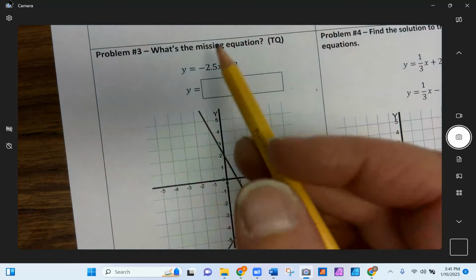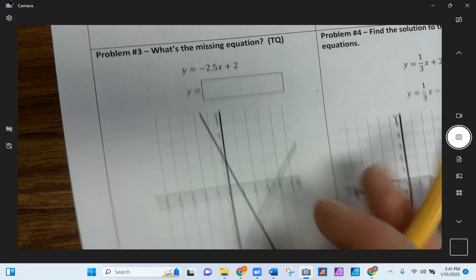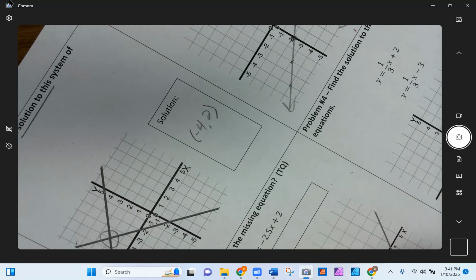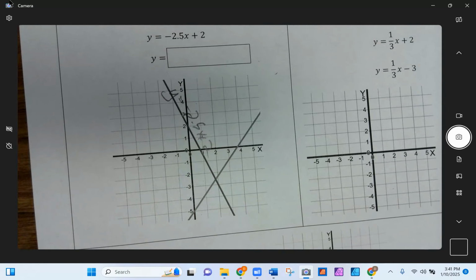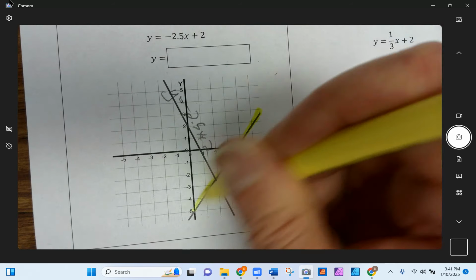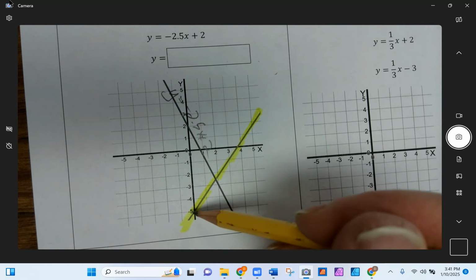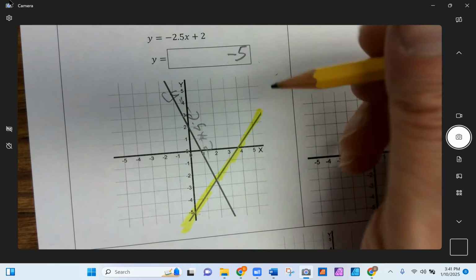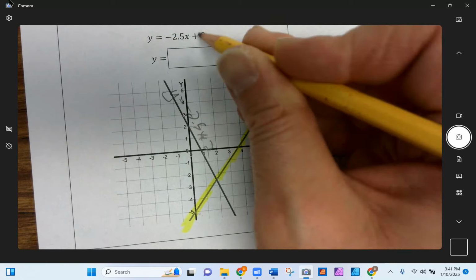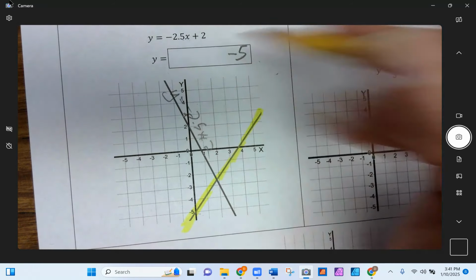What's the missing equation? Well, this -2.5x plus 2, clearly, this is the negative one right here, right? So that one's already taken care of. So I got to figure out what this equation is, the positive equation, right? So I know it's increasing, so I know that the slope is going to be positive, and I know that my y-intercept is going to be here at that -5. So I'm actually going to put that up there, right there, right? That's my y-intercept. This one is at +2, so that's kind of like a guide to another one. Like this one is already done.